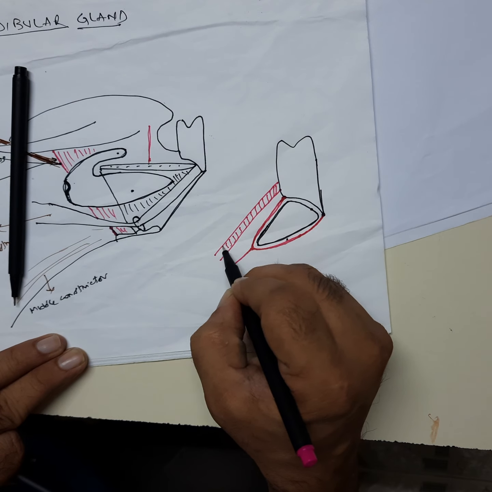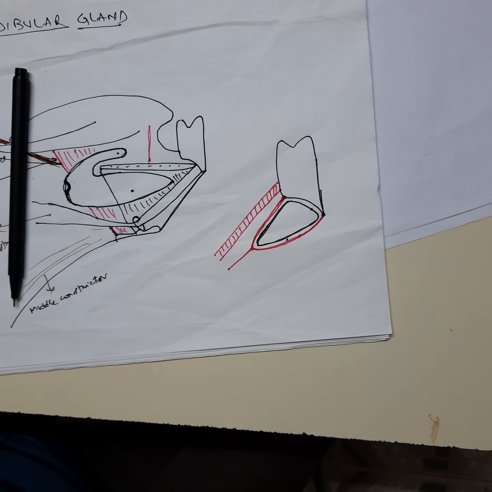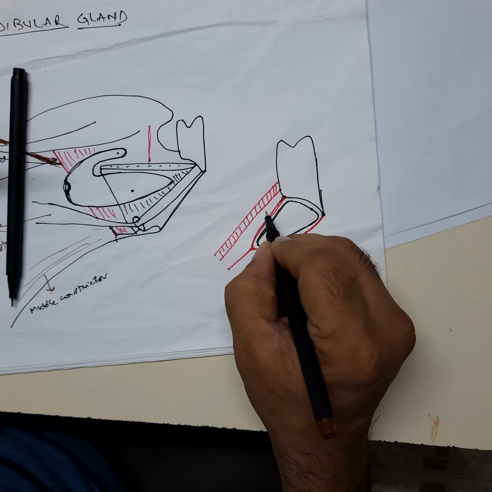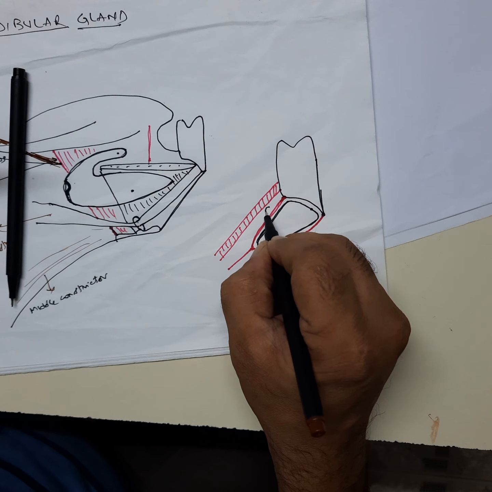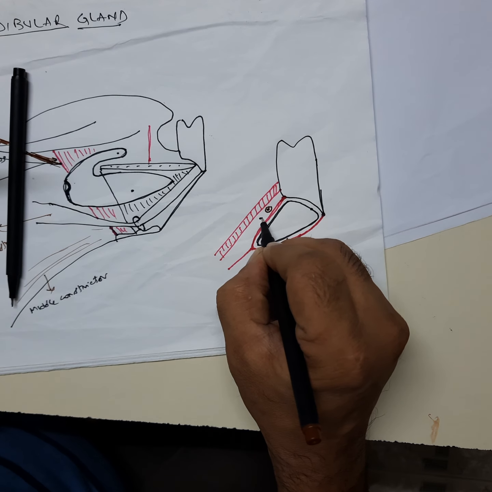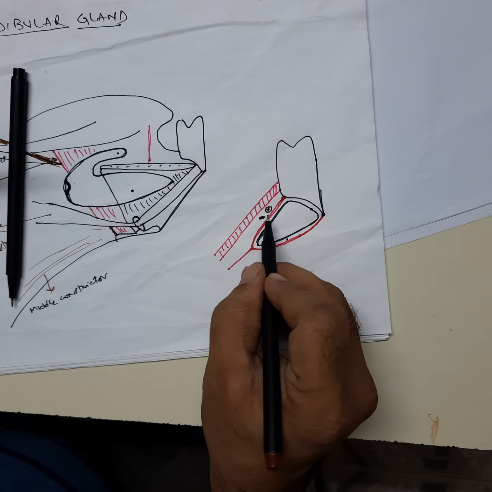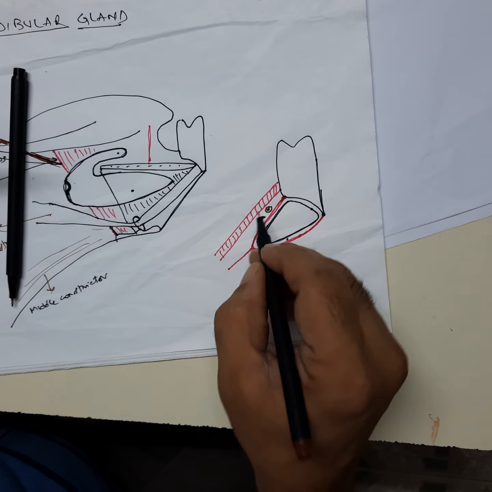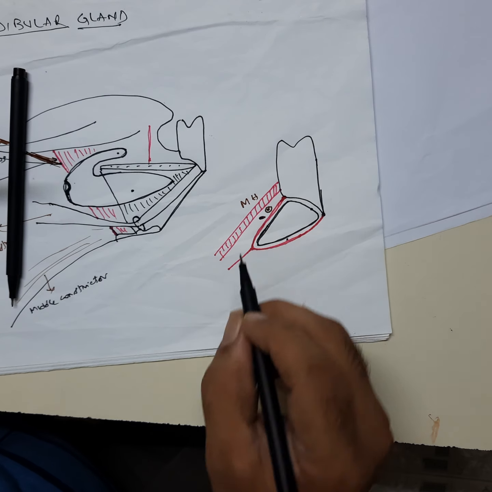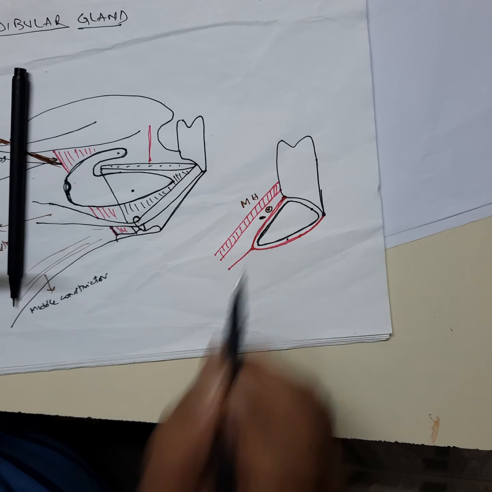This is the mylohyoid muscle, and if you all remember, the inferior alveolar nerve and inferior alveolar artery give blood supply to this mylohyoid muscle. So, those vessels and nerve will be present here. These are the mylohyoid vessels and nerves. This is the mylohyoid muscle. These are the mylohyoid vessels and the nerve.